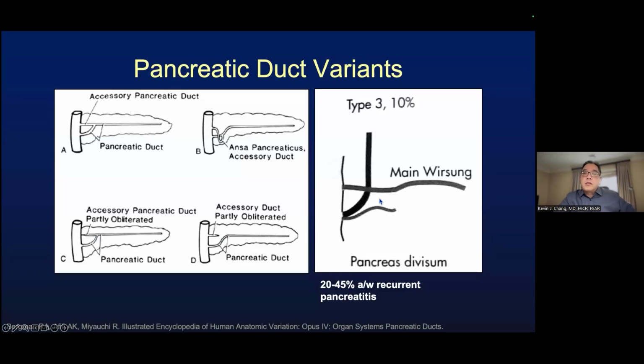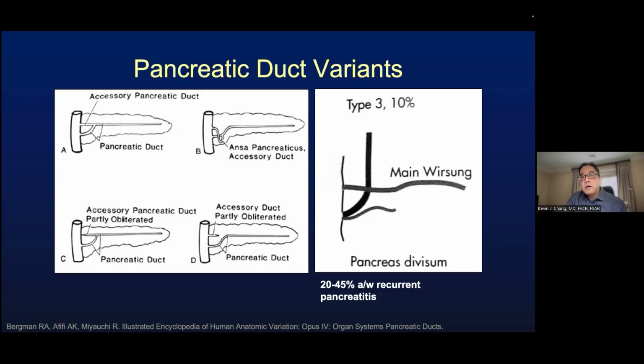Sometimes when the fusion of the ventral and the dorsal anlage is incomplete, there may be incomplete convergence of the duct of Wirsung and the duct of Santorini. And in this case, the main pancreatic drainage may occur completely by the duct of Santorini, or the accessory duct, in what's called a pancreas divisum. This is an abnormal anatomic variant seen in about 10% of all patients.